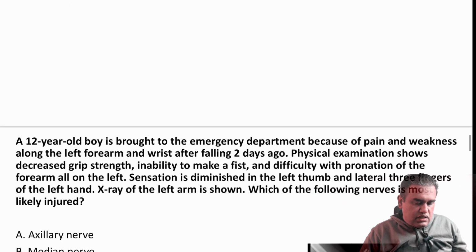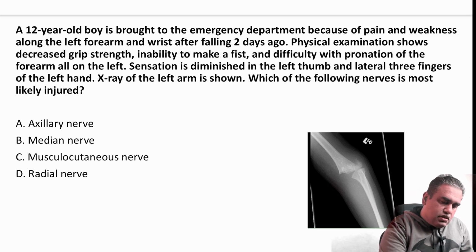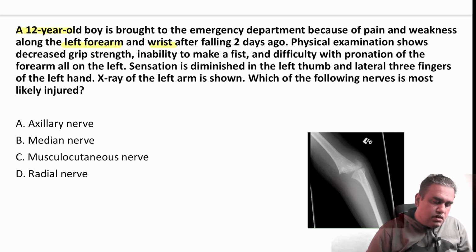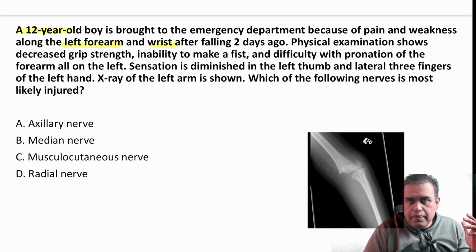अगला क्वेश्चन देखते हैं. Let's see the next one. A 12-year-old boy, teenage है, is brought to the emergency because of pain and weakness along the left forearm and wrist after falling 2 days ago. तो लेफ्ट फोरआर्म और रिस्ट में दर्द हो रहा है 12 साल के बच्चे में. 2 दिन पहले गिर गया था.